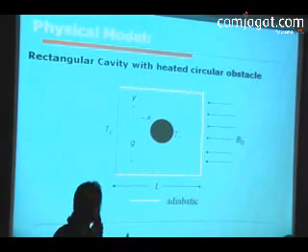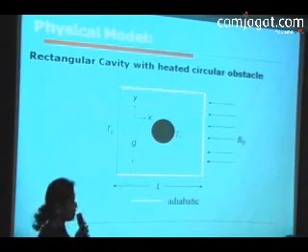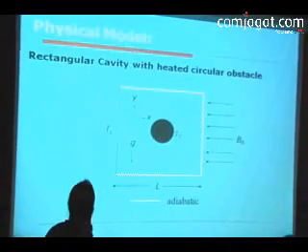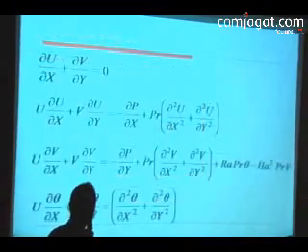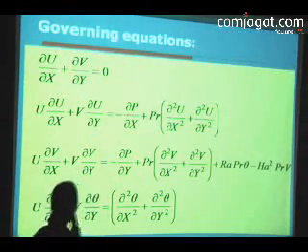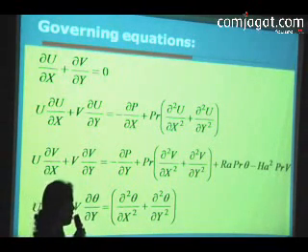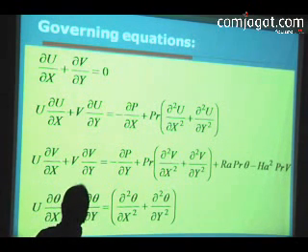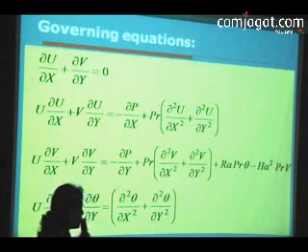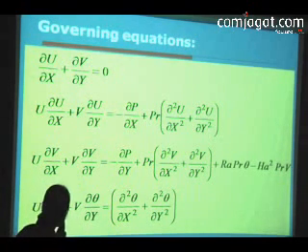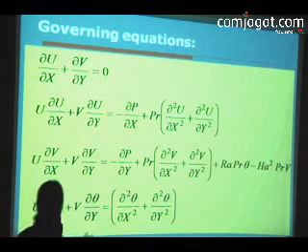A magnetic field of strength G0 is applied horizontally. These are the governing equations of the problem. The first equation is the continuity equation. The second and third equations are momentum equations, and the last equation is the energy equation.